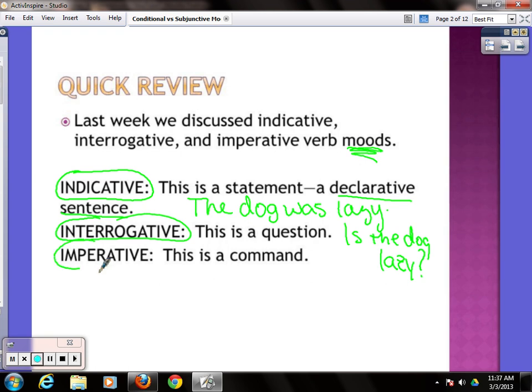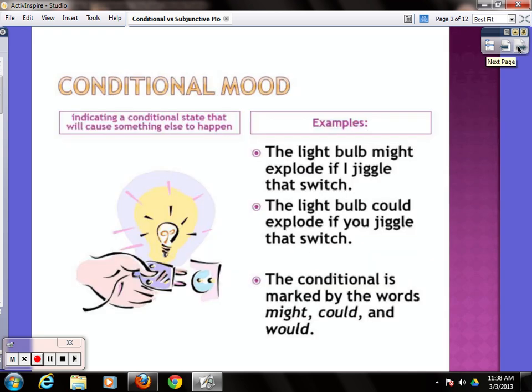And make sure you have a question mark at the end. And then you have imperative, and this is your command. So if I said, shut the door, open the window, close the book, those are all imperative. That's a command. It's imperative that you do that. So that's a quick review on the three that we talked about last time. So let's move on to the next two. The next two are conditional and subjunctive moods.